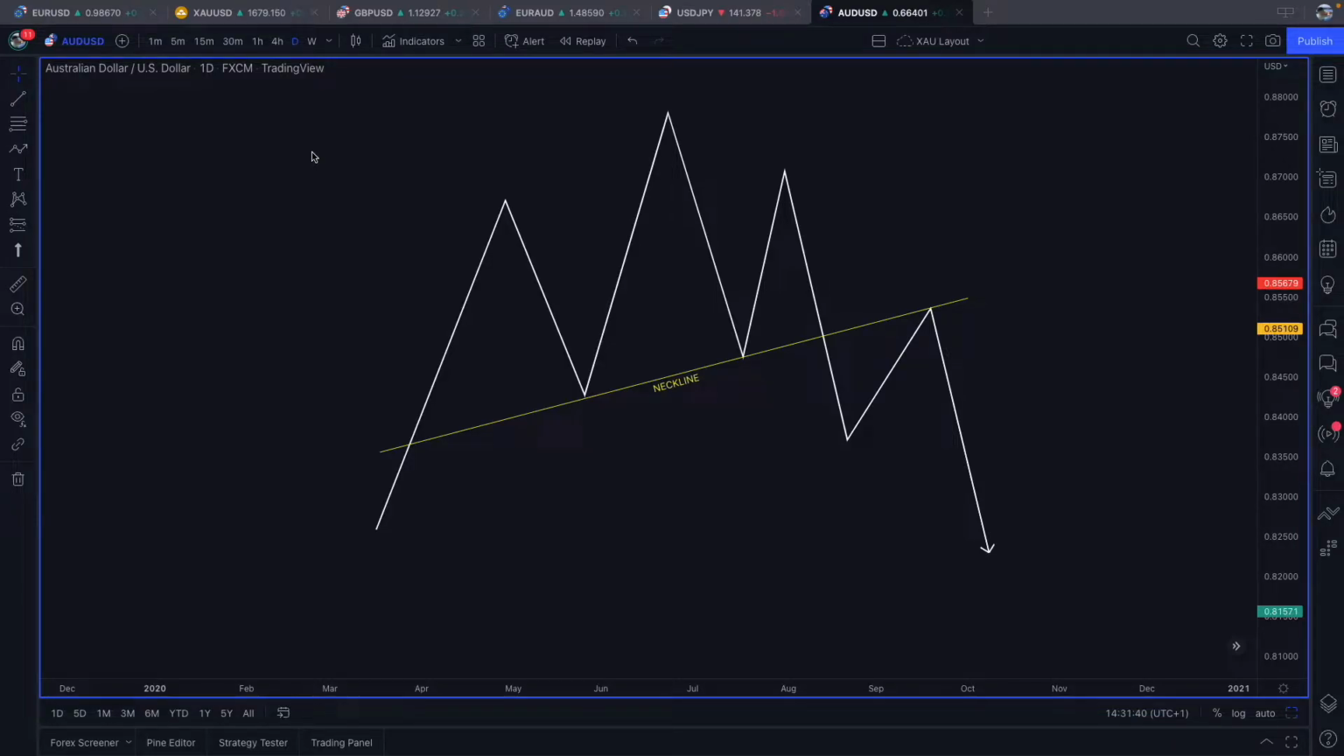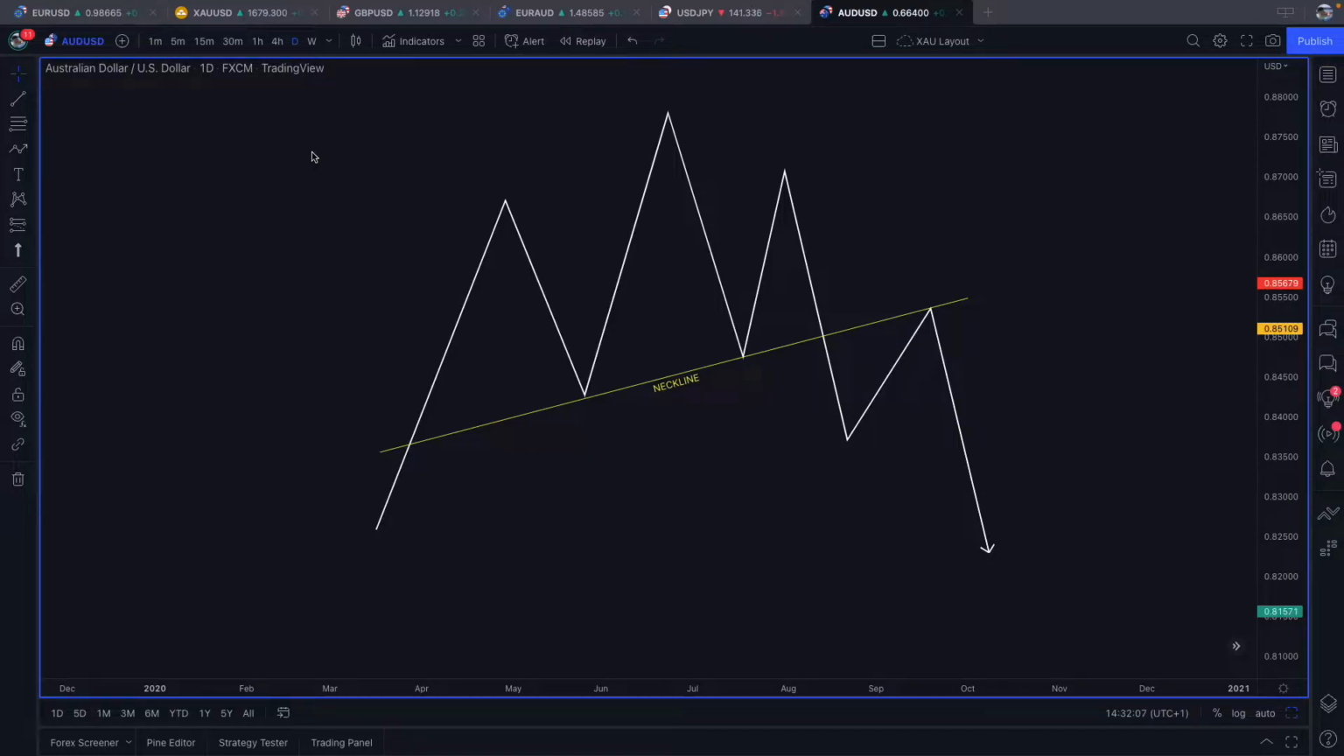So the first pattern we went over was the double tops and double bottoms. The reason being is because these are the most commonly used patterns out there. They're the most effective and probably the most reliable. The next most popular, the next most commonly used pattern, I believe, is the head and shoulders and your inverse head and shoulders. So that's what we're going to go through today.